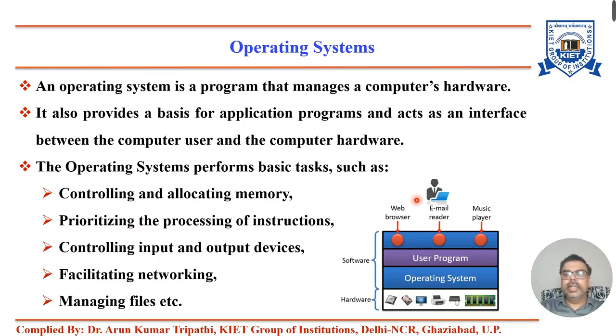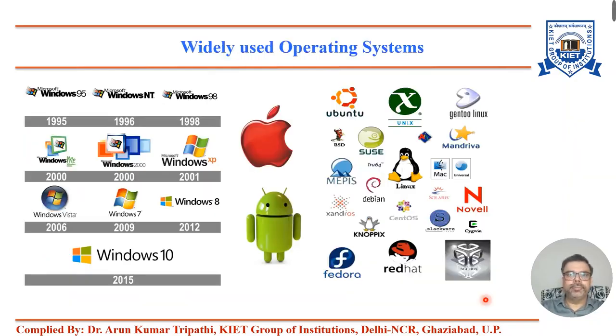So here is the user, who interacts with the application program, and the application program interacts with the operating system, and the operating system interacts with the hardware. The widely used operating systems are the Windows family. The Windows family includes Windows 95, Windows NT, Windows 98, Windows Millennium, 2000, XP. Nowadays, the most commonly used is Windows 10.